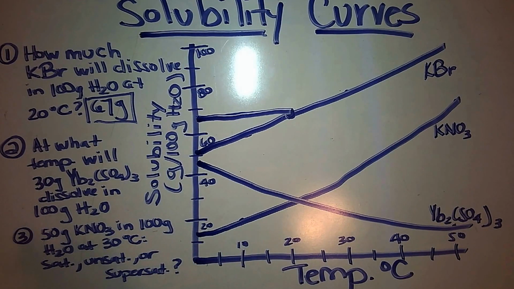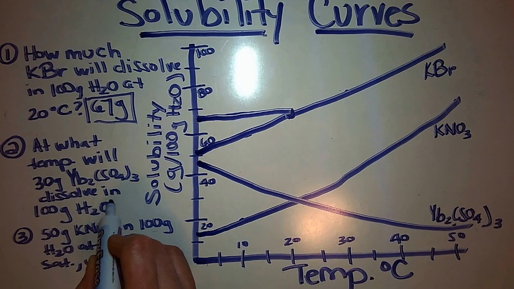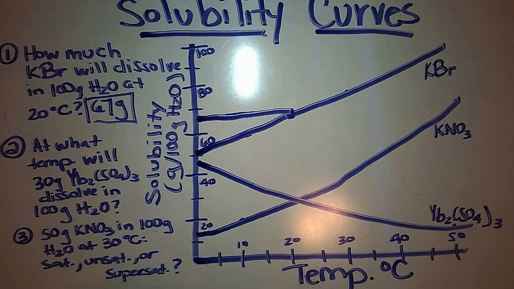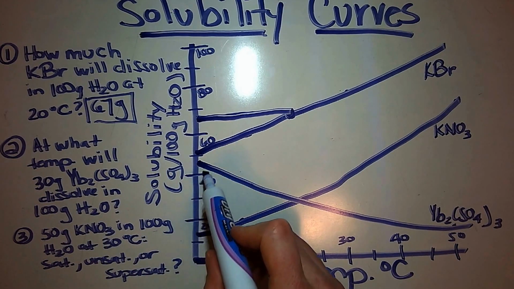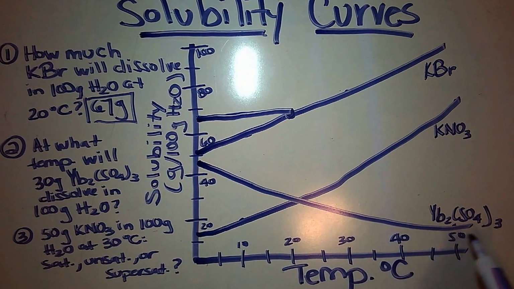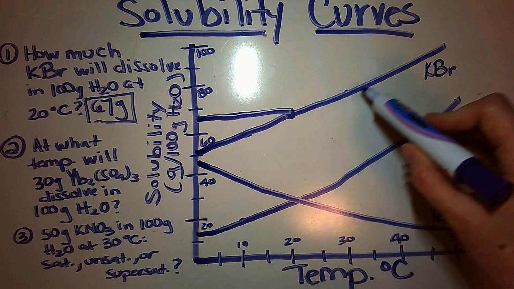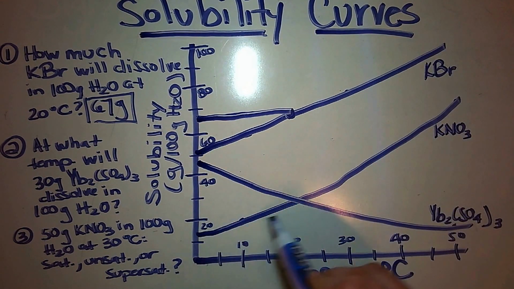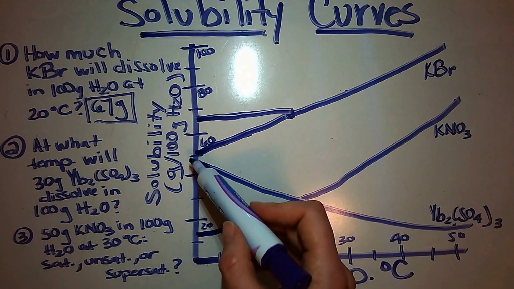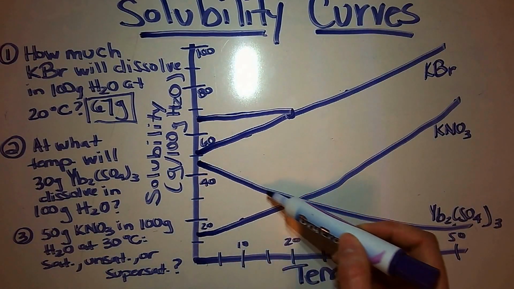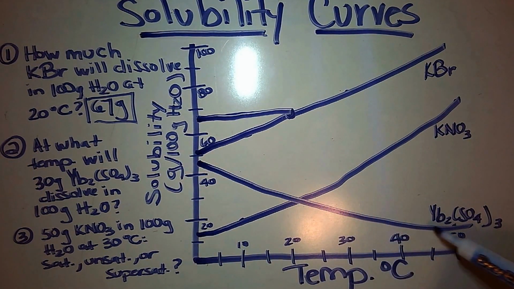Alright, for our second question, at what temperature will 30 grams of Yb2(SO4)3 dissolve in 100 grams of water? So step one, going to find my line. So here's the solubility line. Notice that it's different from my line for KBr and KNO3 in that my solubility line for this substance goes down as I increase my temperature. So that's interesting to note.